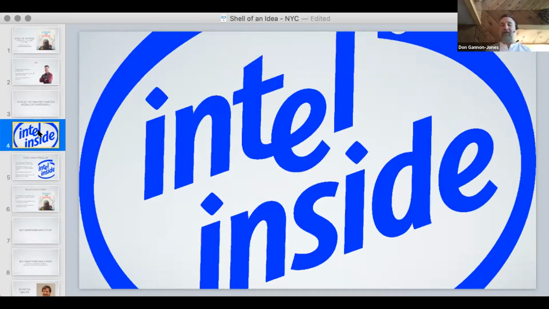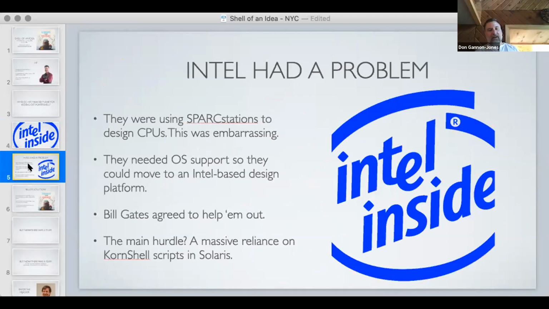And most people don't know that. And here's what happened. Intel, back in the day, and we're talking late 90s, really, they were using Sun SPARCstations to do all of their CPU engineering. And those SPARCstations ran Solaris. It's a variant of Unix. So Intel wasn't even using Intel chips to design Intel chips. They were using RISC-based workstations, engineering workstations. And it was frankly a little embarrassing.